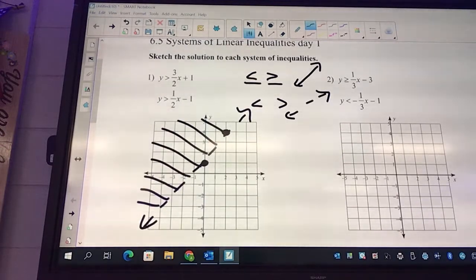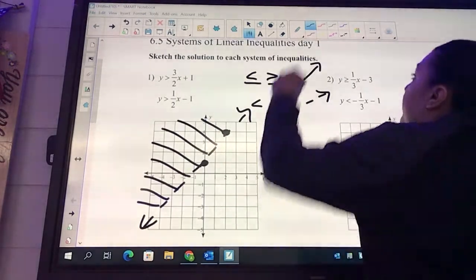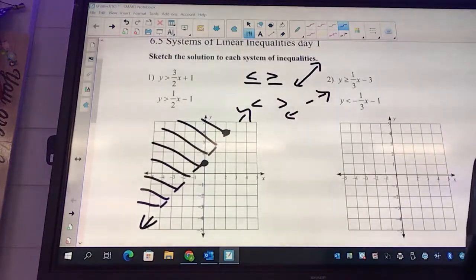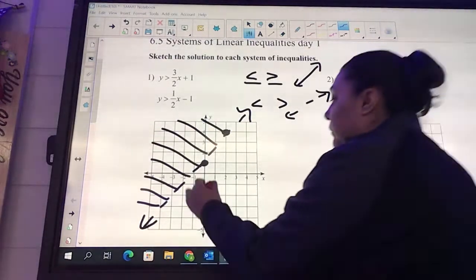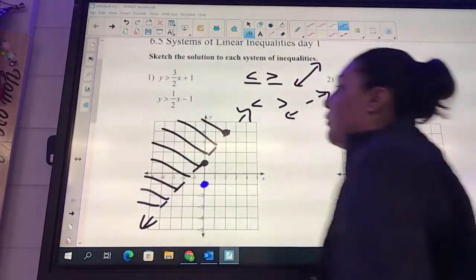I'm not saying that you can't shade, but when we're shading twice, it's a lot easier to see what's going on here versus what's going on your page. Okay, because I can use different colors. Okay, if we look at the second line, where does it start? At negative 1. Okay, so put your other dot at negative 1.